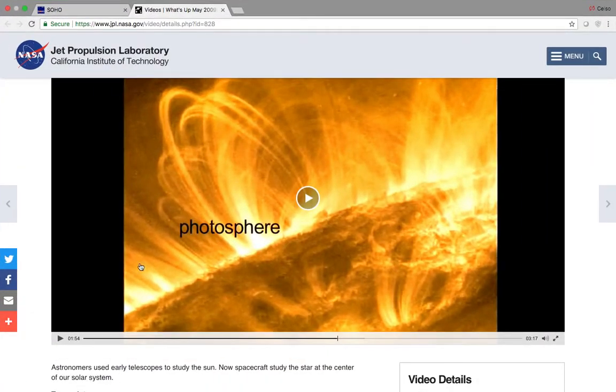They are lines of magnetic field, and these magnetic fields in the sun are generated as the result of moving charges. So the sun is hot, and then the atoms lose their electrons.